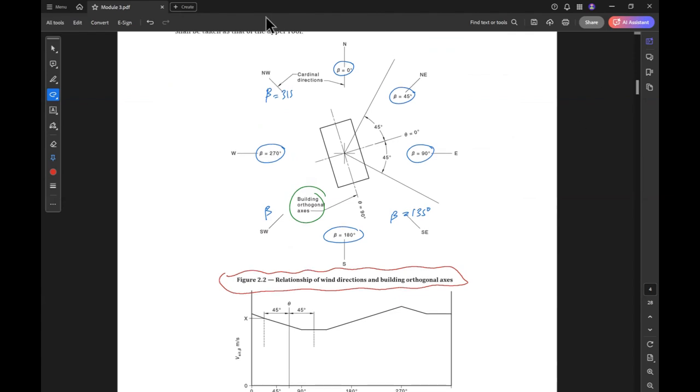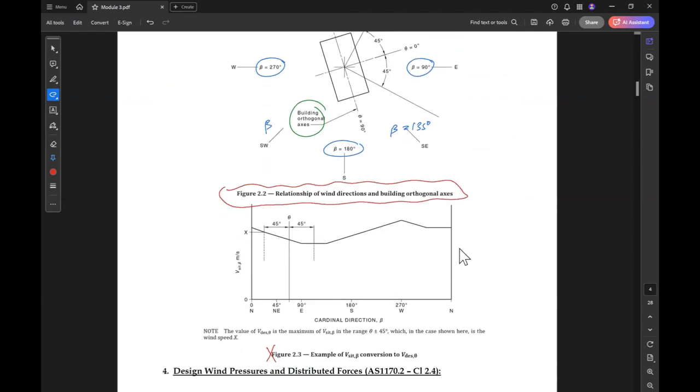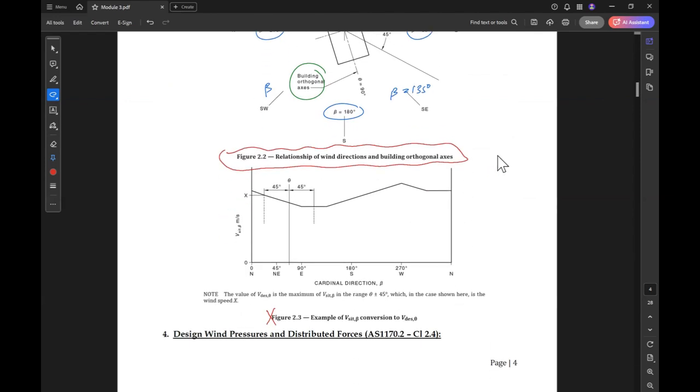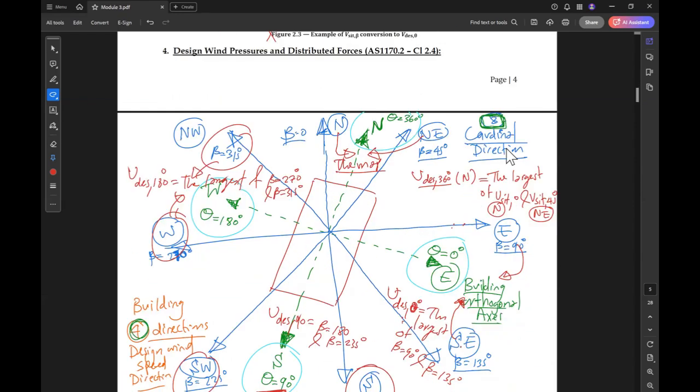Do you have any questions, guys, on how to get the design wind speed from the orthogonal wind, from the cardinal wind speed or the site wind speed? No? Okay, thank you.